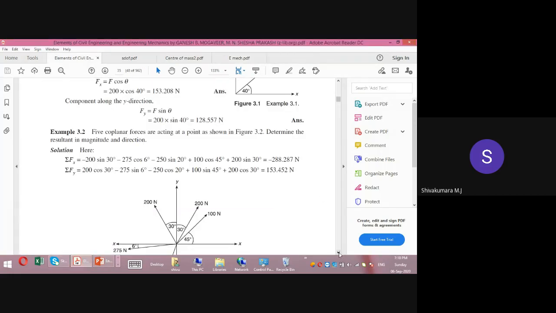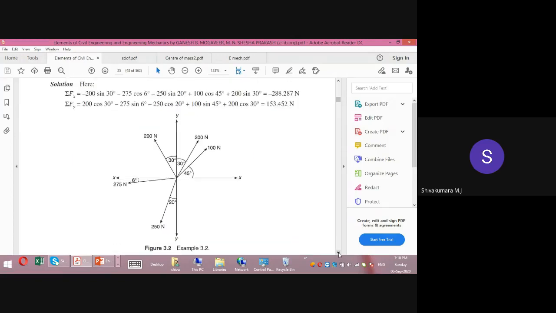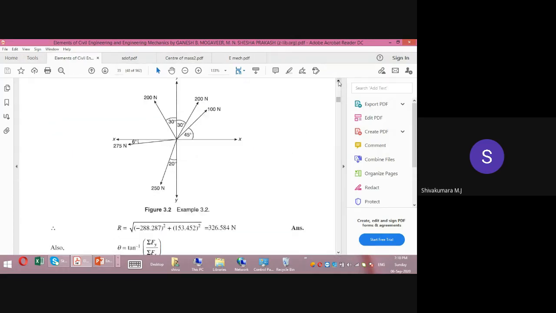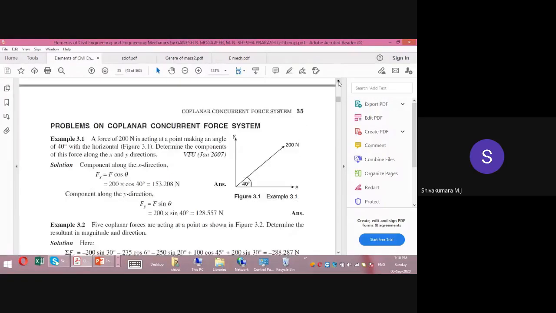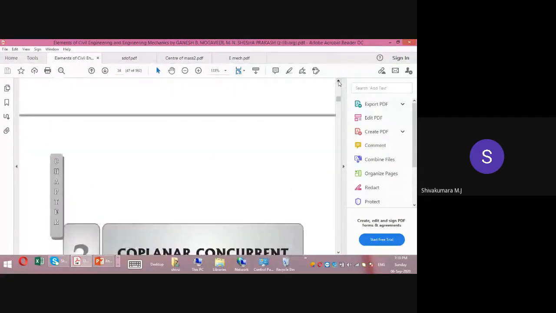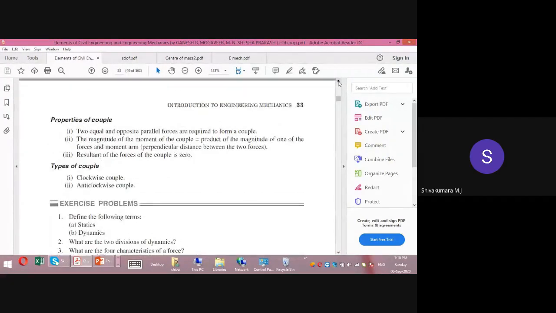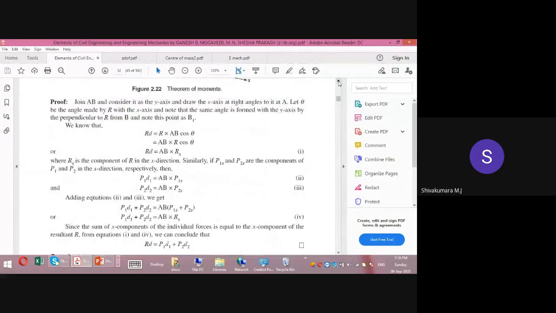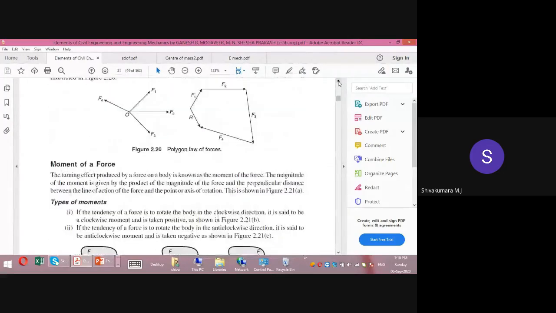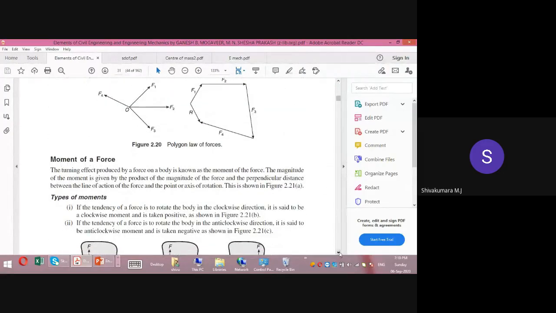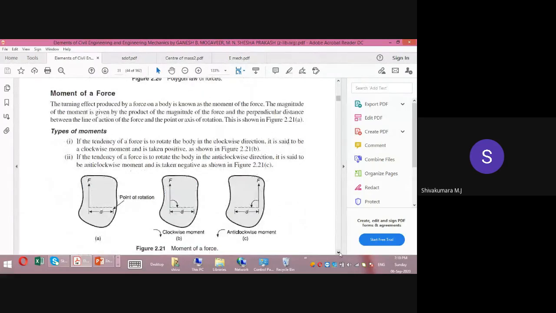So that's what it is about the coplanar concurrent force system. One simple problem I have. So in the same manner, for a different type of problem, you can apply the same procedure. So now, the next topic you come to is moment of force.